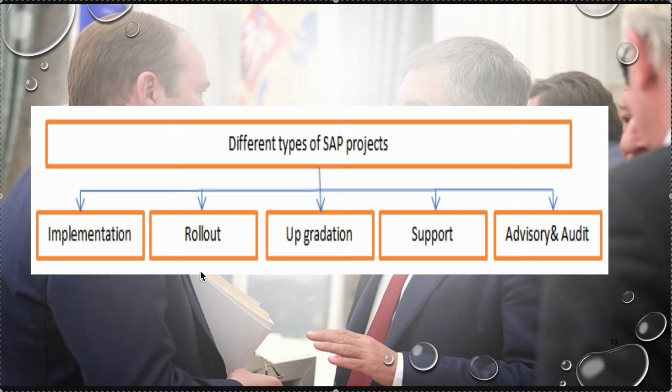Different types of projects are there in SAP: when you talk about the implementation project, rollout project, upgradation project, support, and advisory and audit. It takes into consideration whatever the project, whatever the company's or the customer's demand is. For example, a new implementation from scratch needs an implementation project. If SAP is already implemented and they want a new version to be introduced, then you go for an upgradation. When you talk about the support, it's a post implementation support kind of a thing.